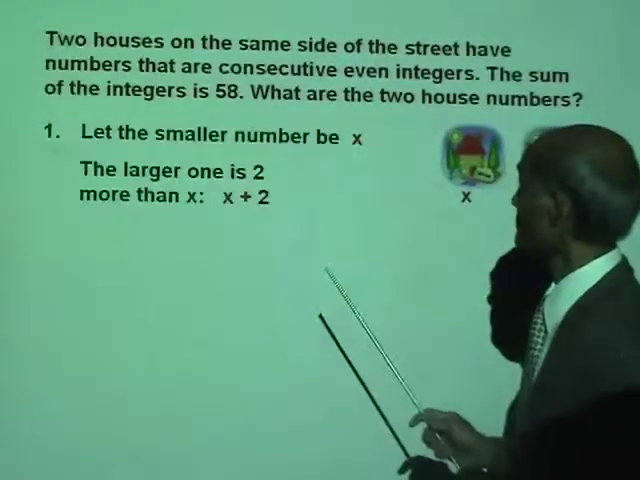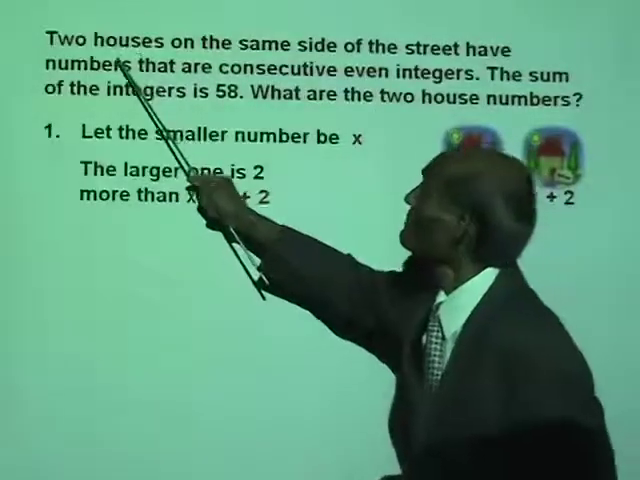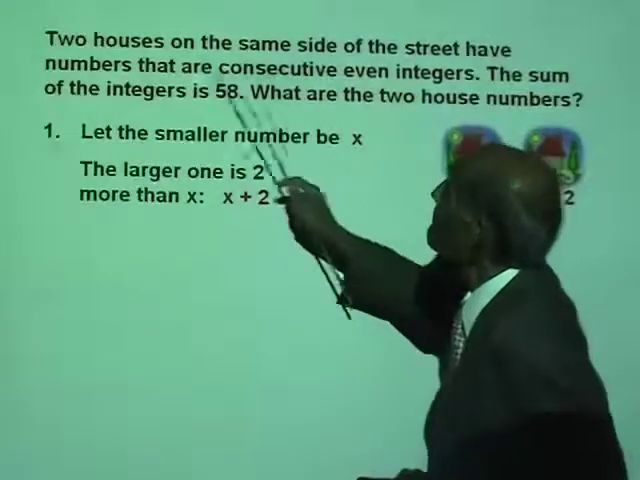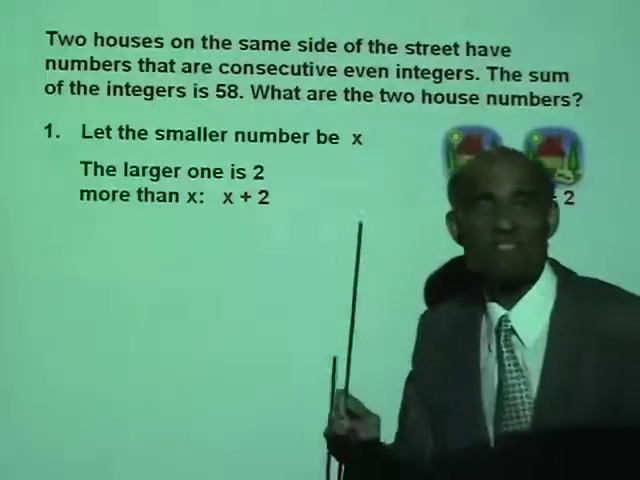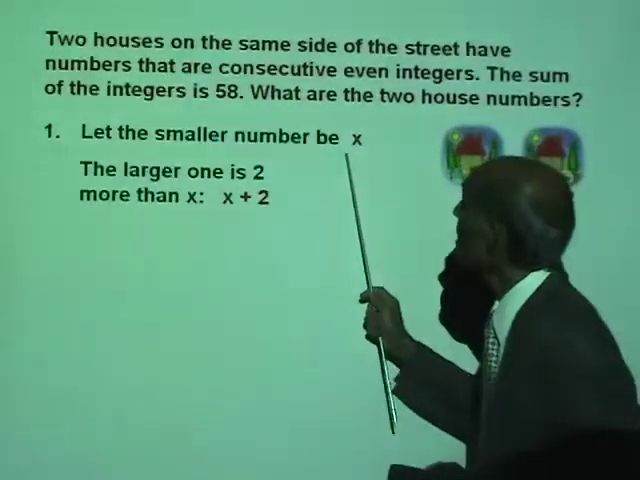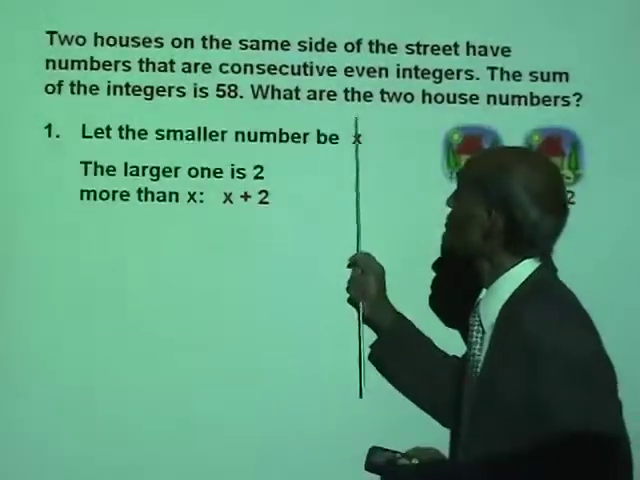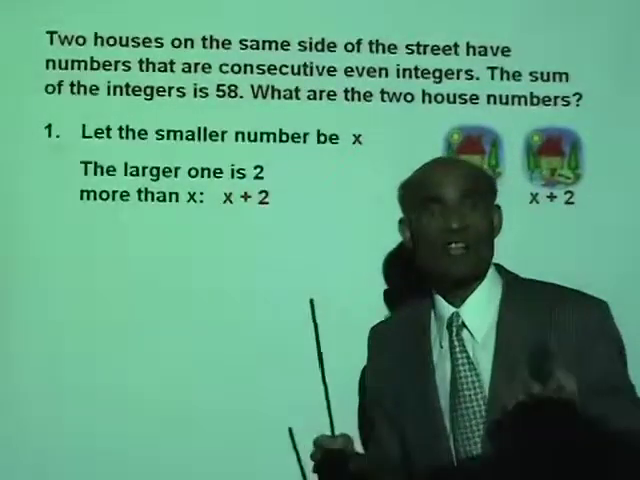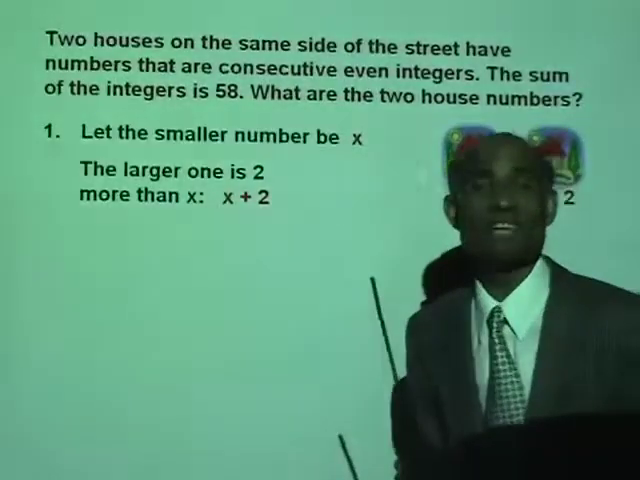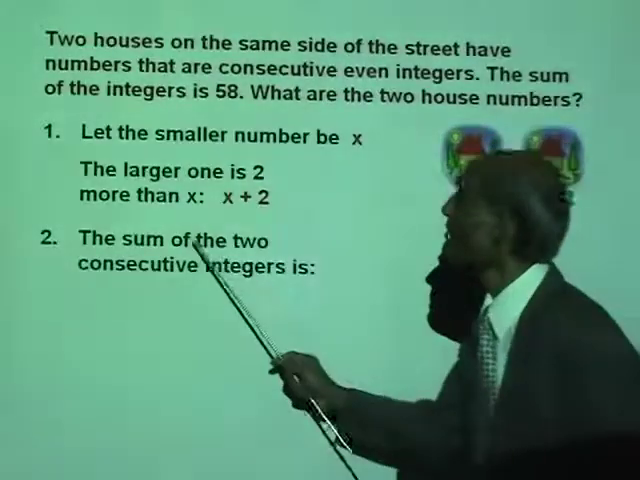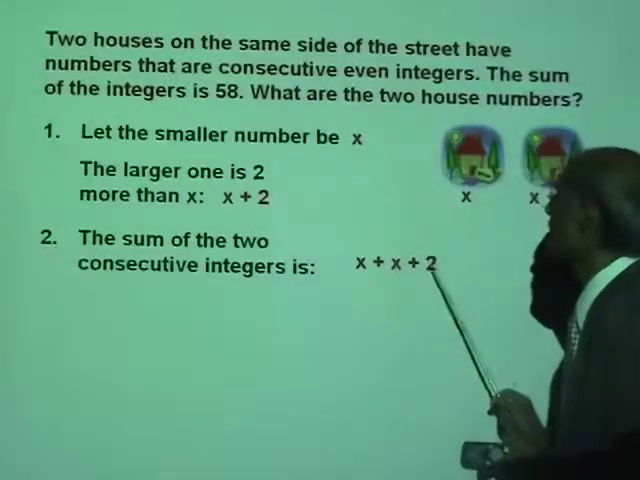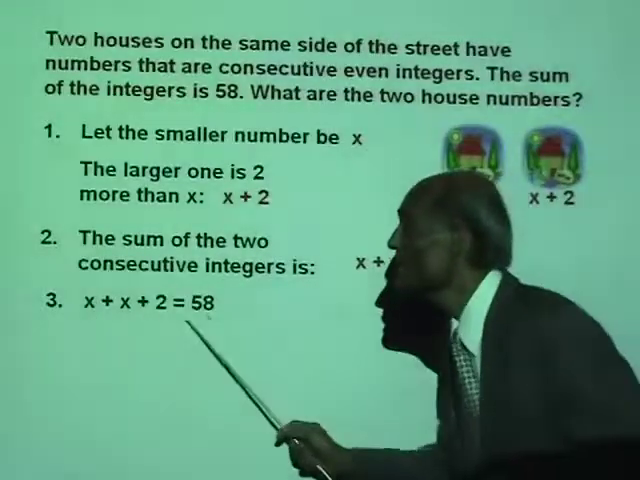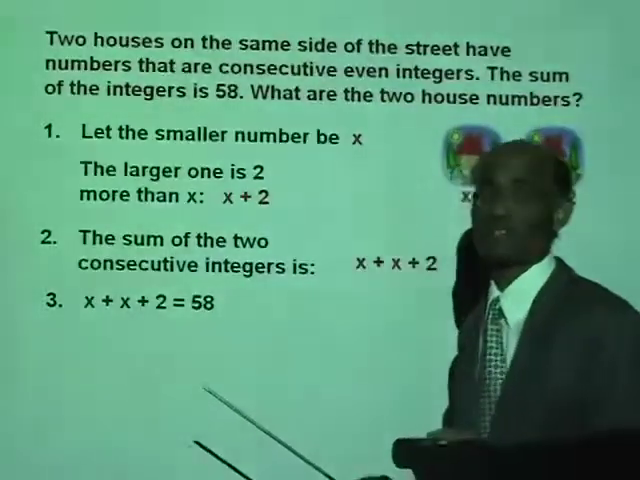That's very simple. What do we now have? The two houses have these numbers. Now, the sum of the integers is 58. That means if you add the smaller even integer to the bigger even integer, that sum must be 58. That's very simple. The sum of the integers is x plus x plus 2, and that must be equal to 58. That gives us our equation.